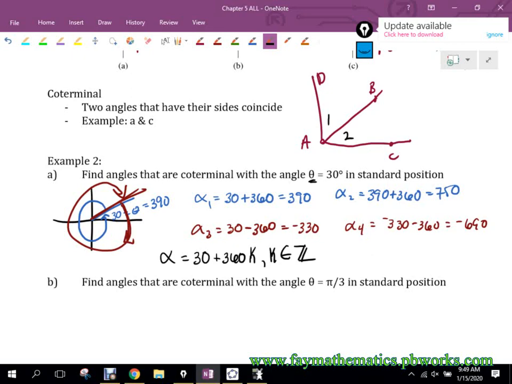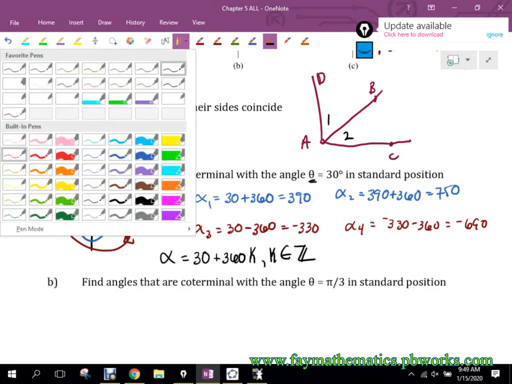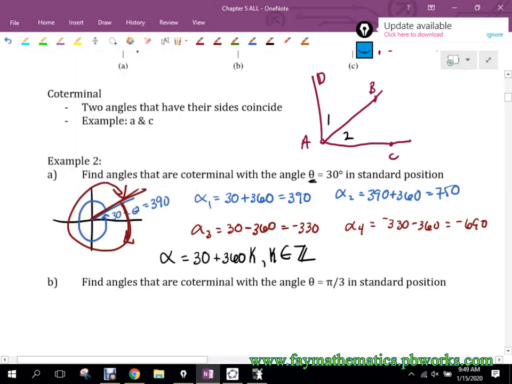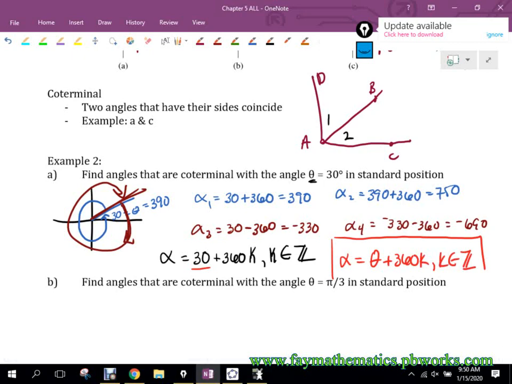Now let's just be thoughtful of this. If that's the equation for when theta is 30, what happens if theta is 40? What do I change here? 30 to 40. I just changed that to 40, right? Yeah. So isn't this an equation that will generate my coterminal angles regardless of what theta is? If alpha is my coterminal angle, does that make sense? Alpha looks like a fish.